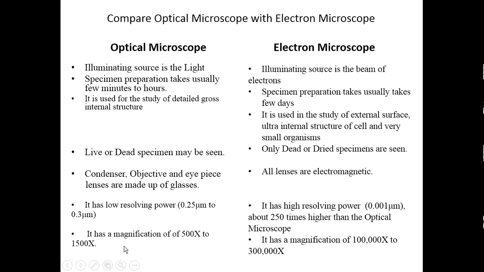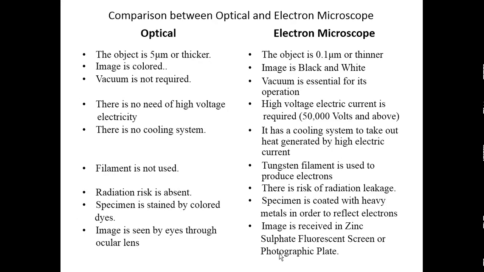Then, in the optical microscope, we have the magnification of 500x to 1500x. But in the case of electron microscope, 100,000 to 300,000, such a very large magnification is possible. Okay. Then the object is 5 micrometer or thicker. Here the object is 0.1 micrometer or thinner, even thinner than this value.